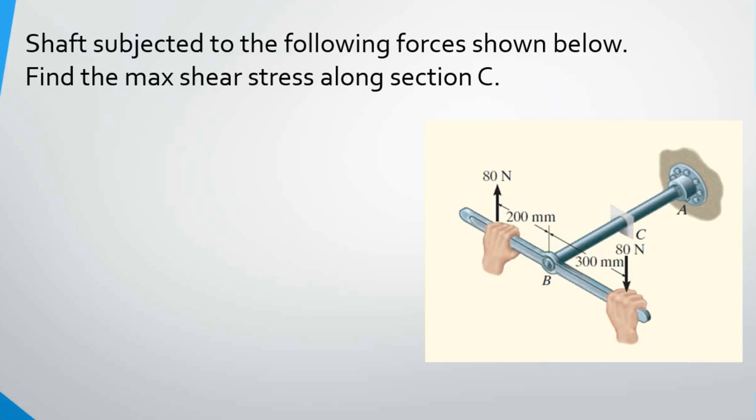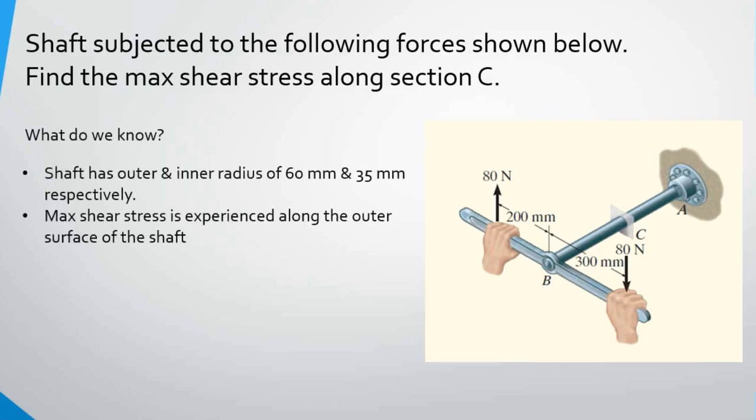Let's look at another example. Here we have another shaft subjected to the following forces this time. Torques aren't given here. We're going to have to find out the torques this time, given the forces shown below. And we want to find the max shear stress along section C. It's also given that the shaft is fixed along point A. So the shaft is only twisting along the B end of the shaft.